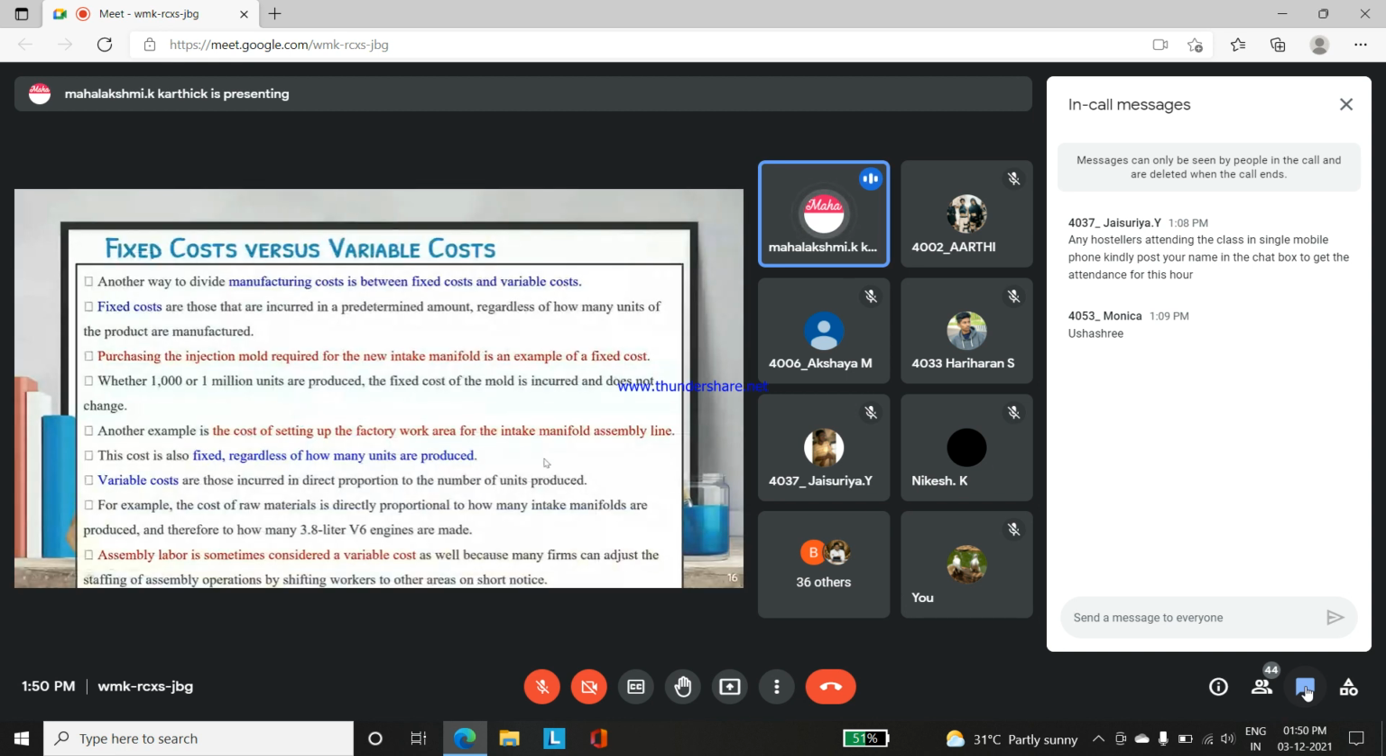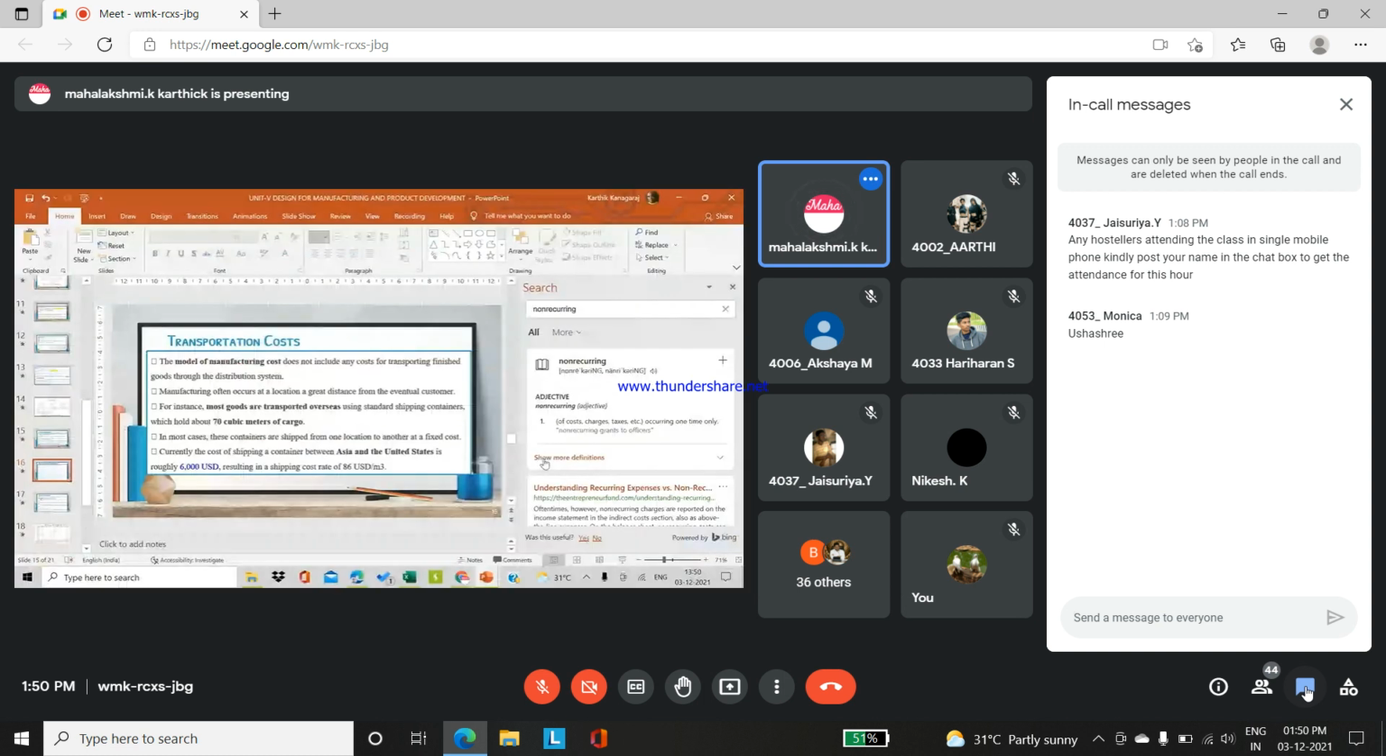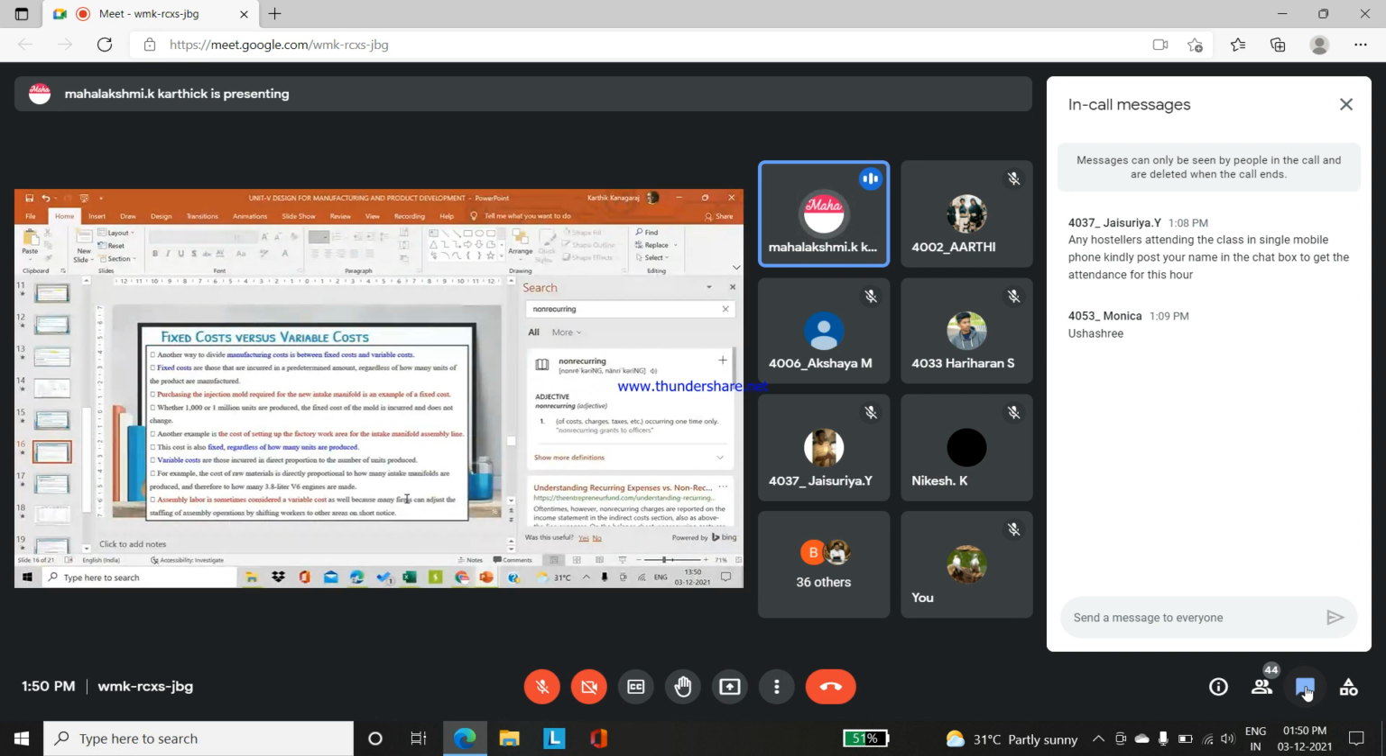This we'll see next class. Fixed cost versus variable cost. Why we need to know this is, when you are undergoing the step 1 process, when you are going to estimate the manufacturing cost, you will frame the bill of materials. Every product has a bill of materials.